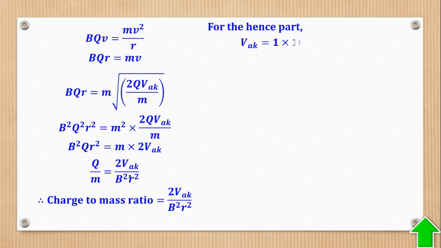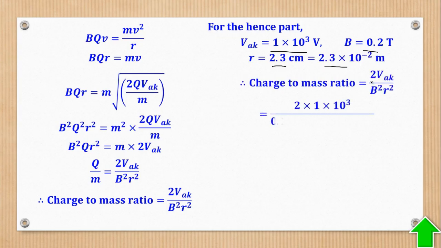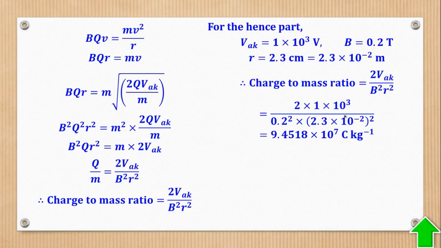Now we shall use it to get the value of the charge to mass ratio. First of all, we are given that VAK is this and flux density is that. Therefore, you shall substitute. Also, R is that, so convert to meters to give that. Now, when I substitute, you shall come up with this: VAK is that, B is that, R is that. Then use a calculator and get the answer they wanted.